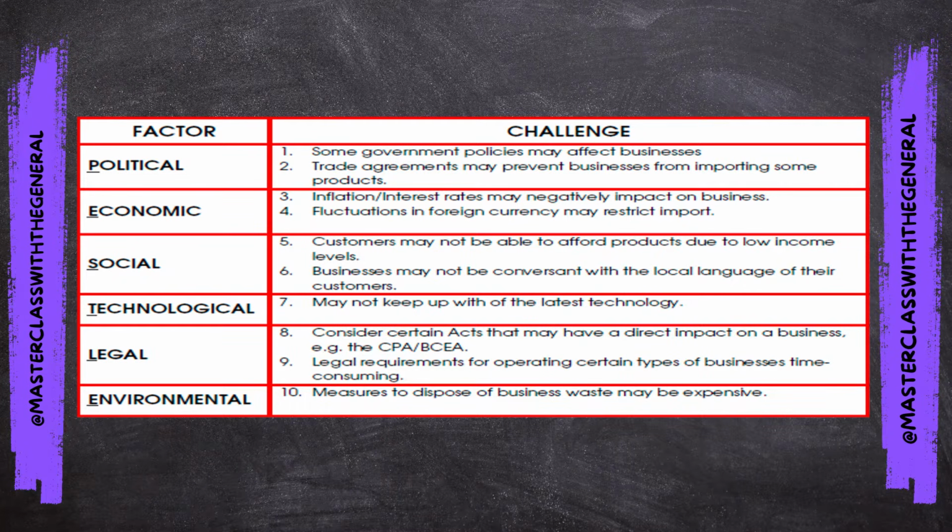Let's start with political. Some government policies may affect businesses. Trade agreements may prevent businesses from importing some products. So here we are saying there are some problems that a business faces that emanate from the political sphere. Depending on which government or which party is in government at the time, there may be certain trade agreements or trade embargoes that are imposed on the country. And as a business that is importing or exporting, we will be affected by these agreements that are made by our government with other governments.